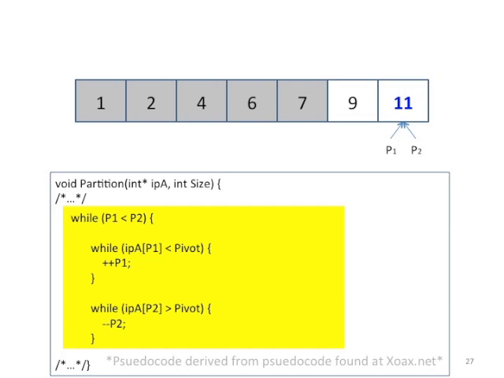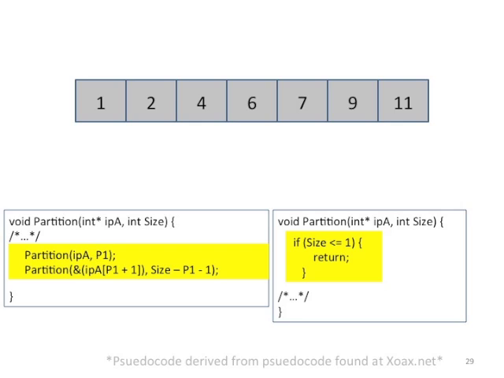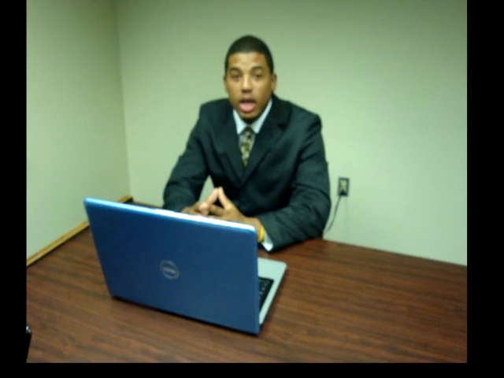Now that both pointers are pointing at 11, that element is considered sorted and is locked in place. Now all that we have is a partition of size 1 remaining. Since it's of size 1, we know that that partition is considered sorted. And now that we have no partitions left to sort, we know that the entire list of numbers is now sorted. And there you have it.